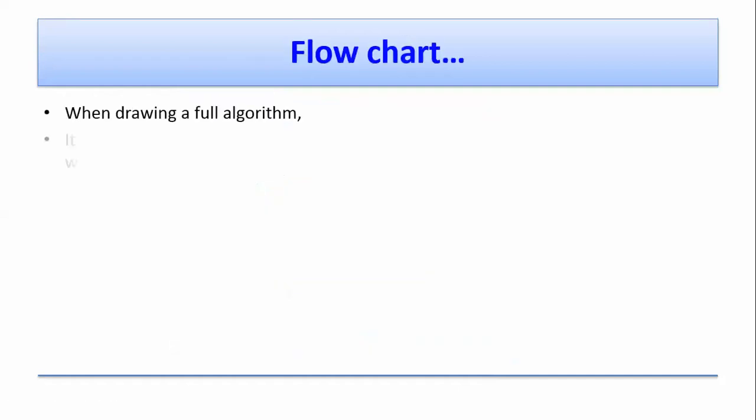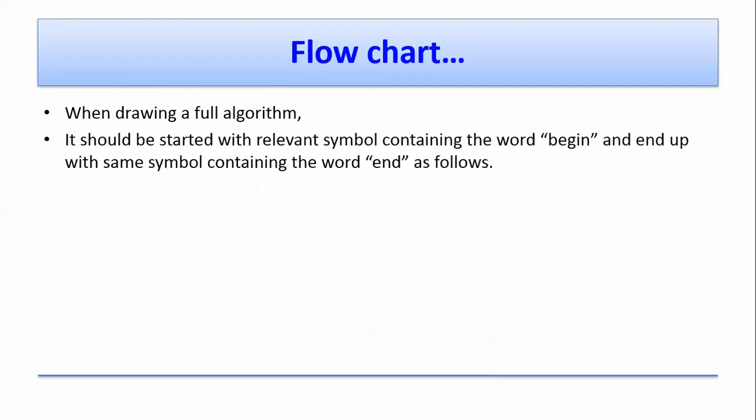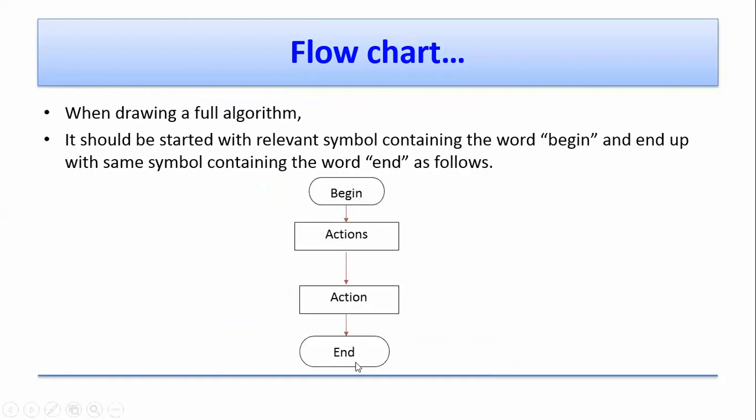Next one is, when drawing the full algorithm, it should be started with the relevant symbol containing begin, and end up with the same symbol containing end. So as follows, we have to mention the begin and end point of the algorithm. Begin, and then there are some actions, and then end. So we have to mention beginning and termination, or we call end.